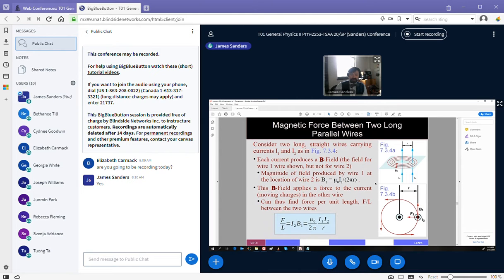What's going to happen is you're going to have a force between those two wires, and the reason being that one wire produces a magnetic field, which then can act on the current, the moving charges in the other wire, and vice versa. All right, so using the equation on the previous slide, which is again written here for you, you can determine what the magnetic field strength, B1, is between the two wires.